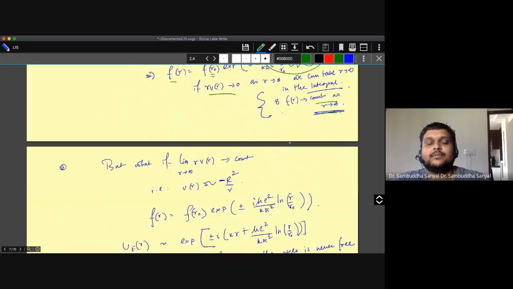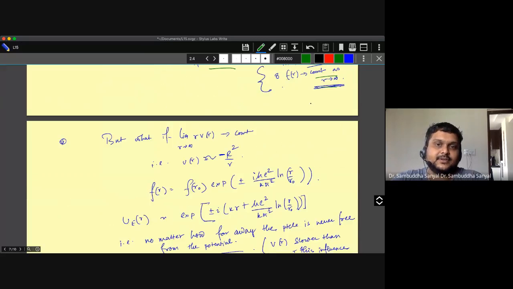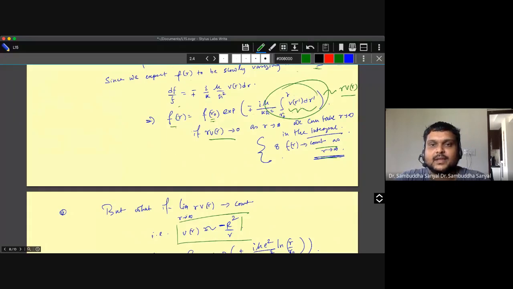Okay, so now what happens in case that is not true? Let's say rV(r) is not going to 0, so this integral is of order rV(r), and it is going to some constant at infinity. That happens for this kind of potential, which is V(r) of order minus e squared by r. Did I make a typo here? No, I think it is fine. So I plug in this 1 by r form.